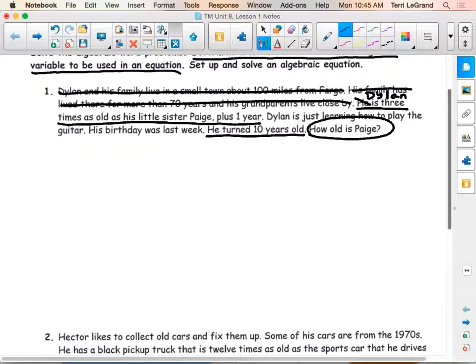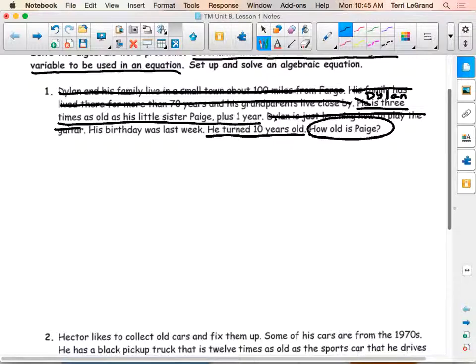How about this one? Dylan is just learning how to play the guitar. Does that have anything to do with figuring out Paige's age? No, it's nice information if you want to know that Dylan is going to play the guitar and you like to play, and maybe someday you will play with him. His birthday was last week. Well, that kind of goes with the fact that he turned 10, right? But it really isn't needed, so we can just leave that. We don't have to cross it out. It kind of goes with he turned 10 years old, doesn't it?